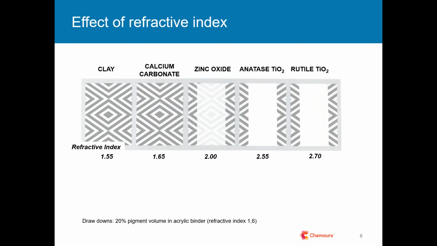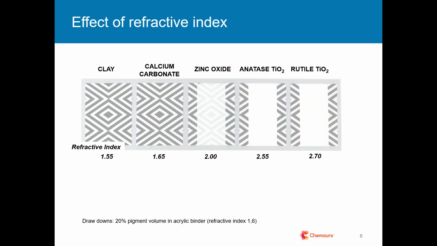And a typical binder system, as I said, has a refractive index of 1.6. If we make these paints, we apply the same thickness, then we see if we make the paint with only a clay, clay has a refractive index of 1.5. There is no difference between the clay refractive index and the binder refractive index, so the whole thing is basically transparent. The same story for the calcium carbonate.